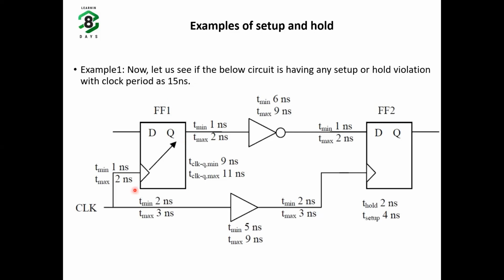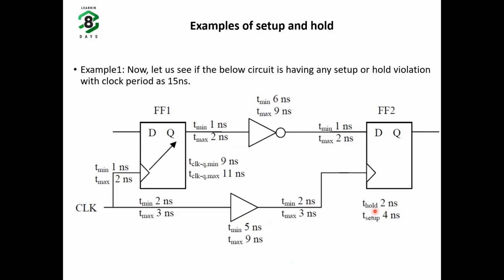We have a flip-flop 1 which is launching the data, and flip-flop 2 which is capturing the data. And as we discussed, these are the max and min delays, right? And this is a combinational element which is a NOT gate, and we have a clock buffer over here, and all the delays are mentioned. Correct?